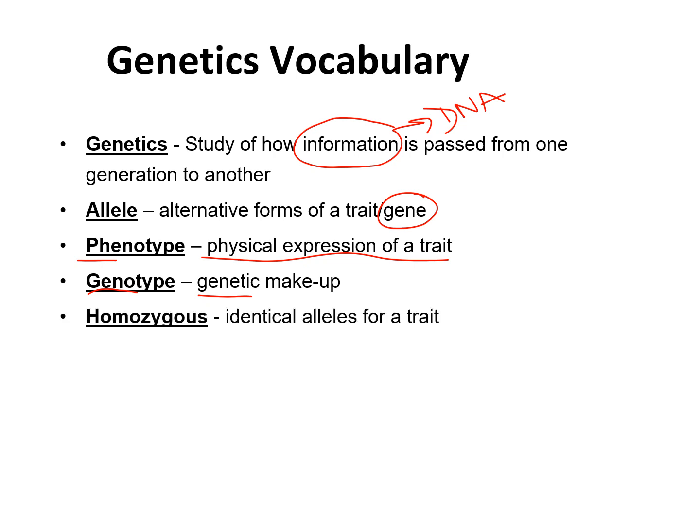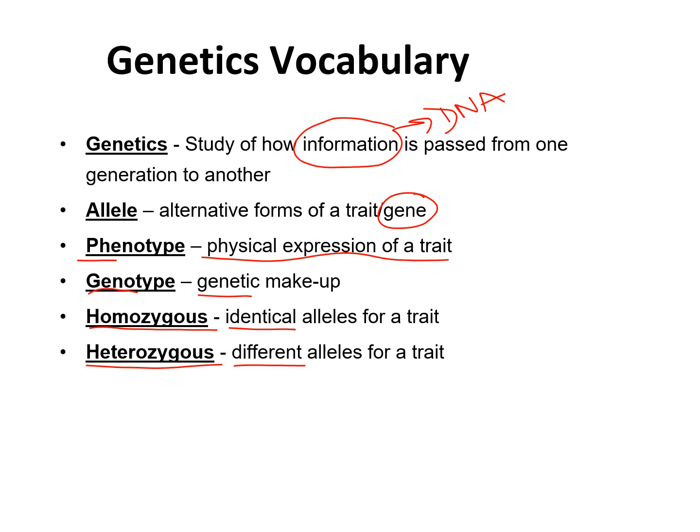With those alleles, if they are homozygous, that means they are identical. So that means a plant could have 2 tall alleles or 2 short alleles, or a person can have 2 brown-eyed alleles or 2 blue-eyed alleles. Heterozygous, hetero means different. This means the individual has 2 different alleles for a trait. So that would be 1 tall allele and 1 short allele, for example.